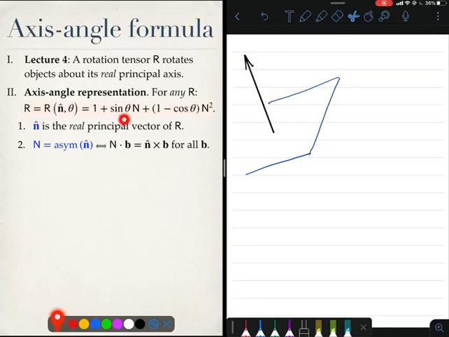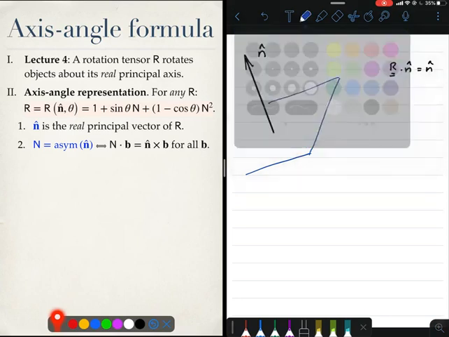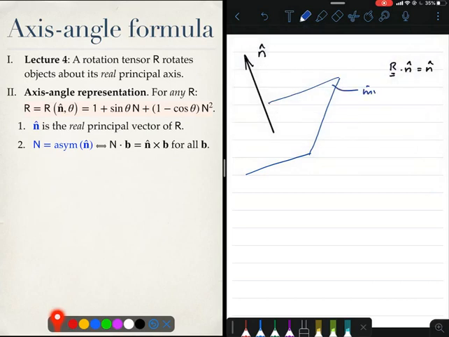So we need to prove this formula, and to do that we will begin by drawing a picture, as I have done over here. In the picture I have drawn the real principal axis of R, so R dot n is n, and I have also drawn the invariant plane, which is normal to the real principal axis n.